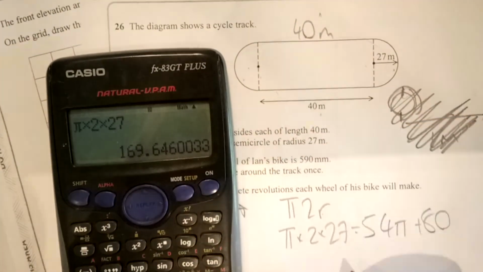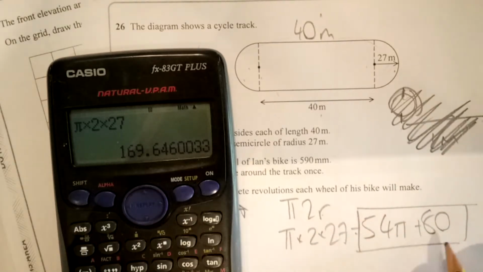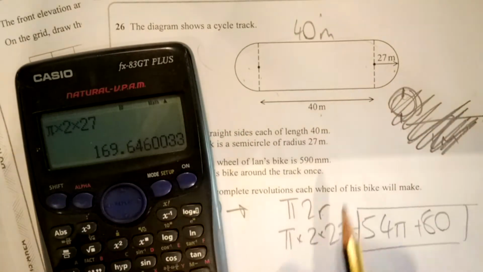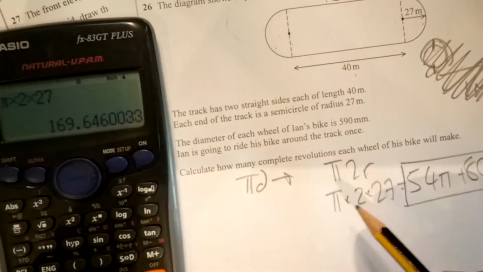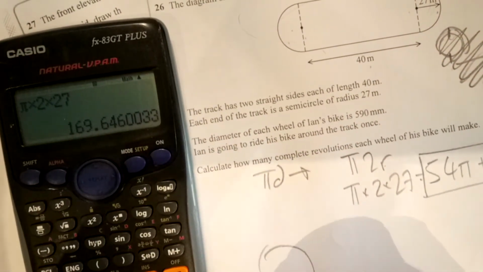Okay, because it's 40 and 40. So now this is my perimeter of the whole shape. Now we need to work out how much is 1 revolution of Ian's bike. So I'm going to draw one of Ian's wheels.